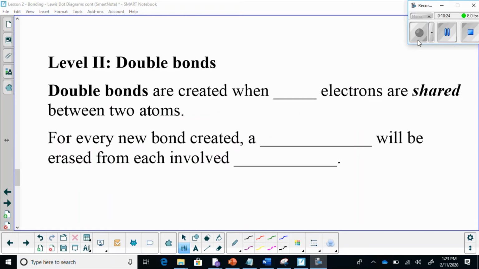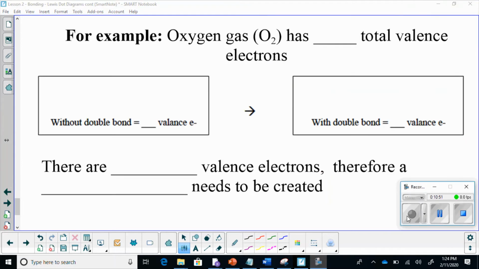Double bonds. They are created when 4 electrons are shared. For every new bond created, a lone pair will be removed from each involved atom. For example, if we were looking at the Lewis dot diagram of oxygen, we would first count its valence electrons, which it has 12.